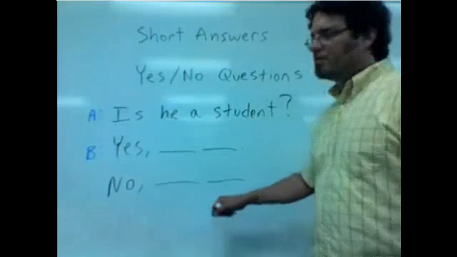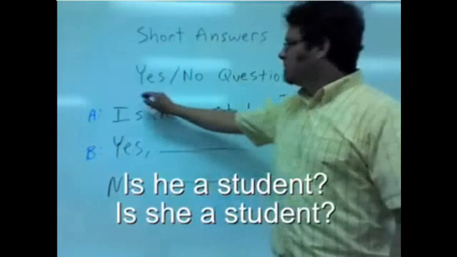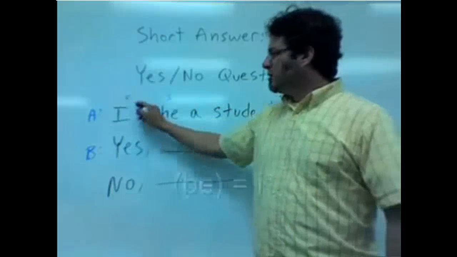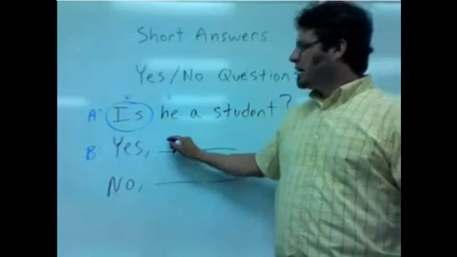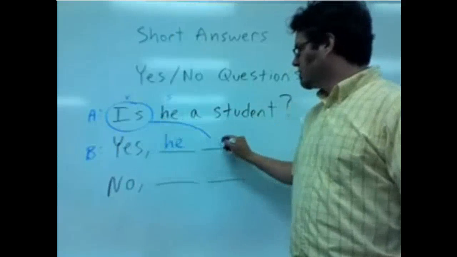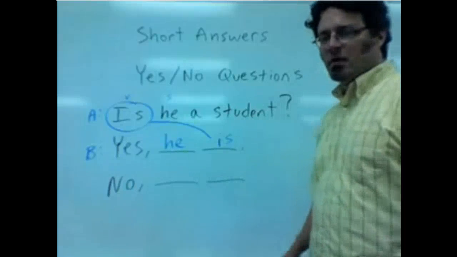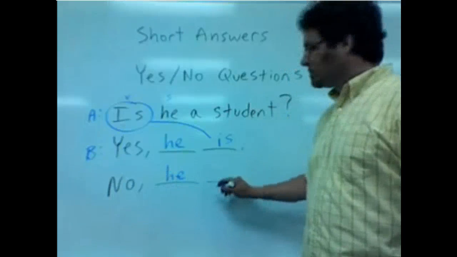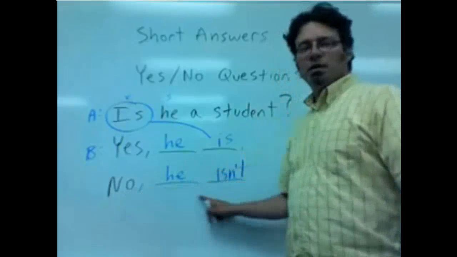For a man or a woman, the question, is he a student? The verb is, and the subject, he. This is the verb be. Is he a student? Answer, yes. The subject goes here, and is goes here. Yes, he is. Negative, no, he isn't. No, he isn't.